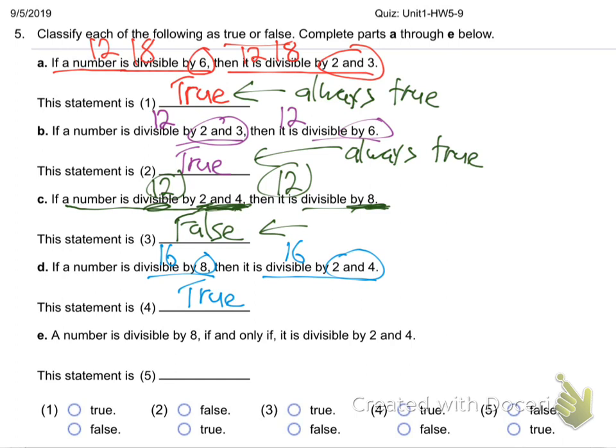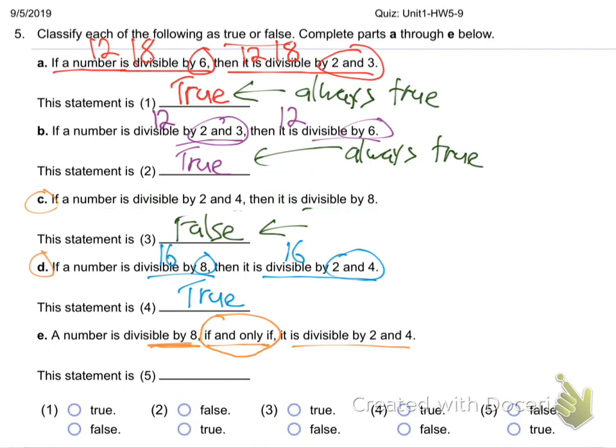Last one, part E. A number is divisible by 8 if and only if it's divisible by 2 and 4. If and only if is basically saying both C and D. See how they said the same thing in two different directions? C said, if it's divisible by 2 and 4, then it's divisible by 8. D said it the other way. If it's divisible by 8, then it's divisible by 2 and 4. Well, if and only if is saying both things. It's a way of saying both things.